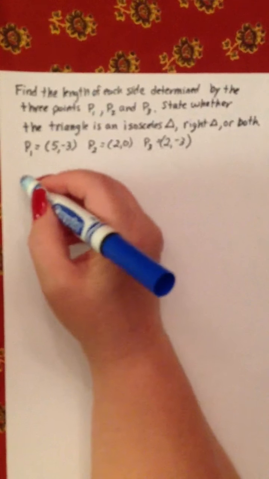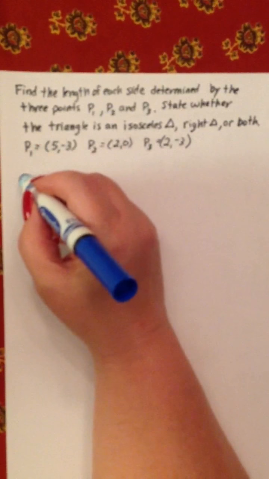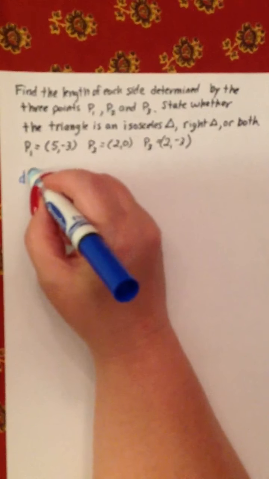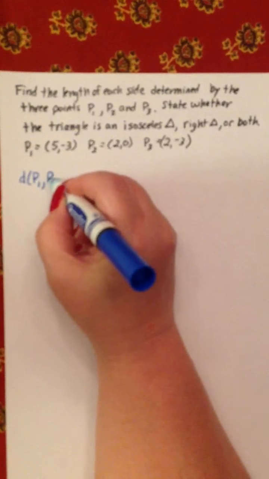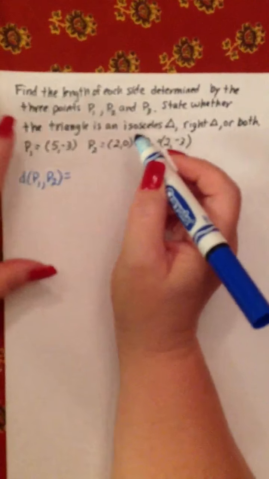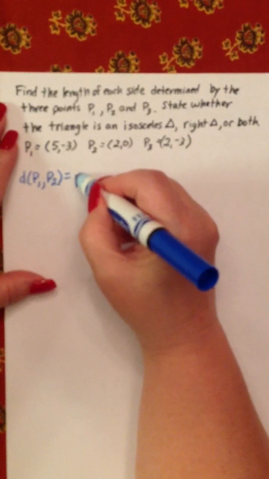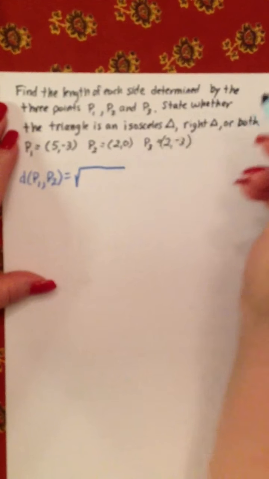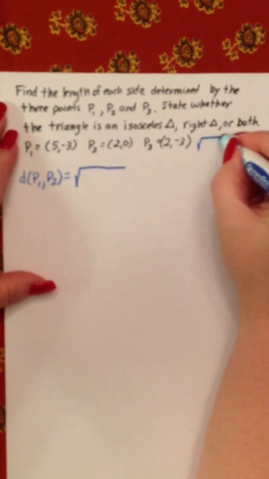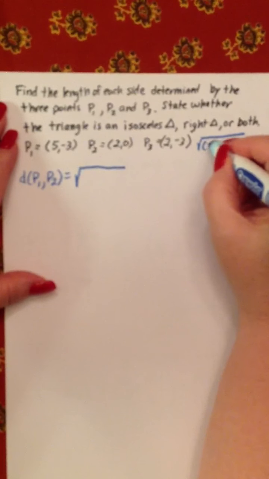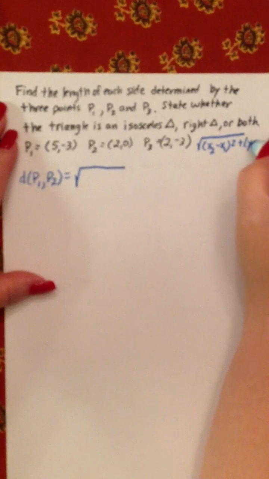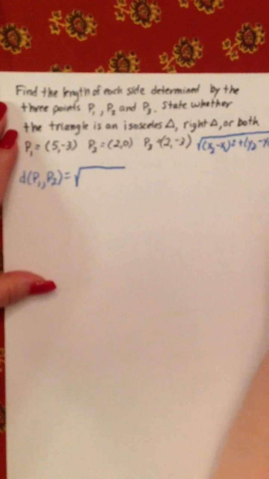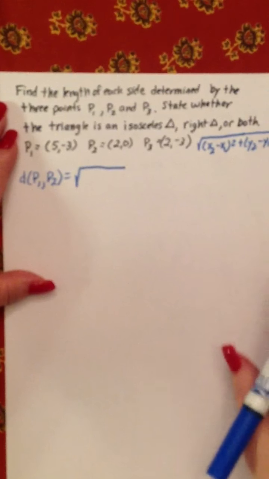So first of all, you have to find the distance between each one. So the distance between point 1 and point 2 would be equal to, okay, point 1 and point 2. Remember, the distance formula is the square root. Let's go ahead and jot it up here. The formula is square root of x2 minus x1 squared plus y2 minus y1 squared. You will not be given that formula on the test, so you just need to remember it, okay?